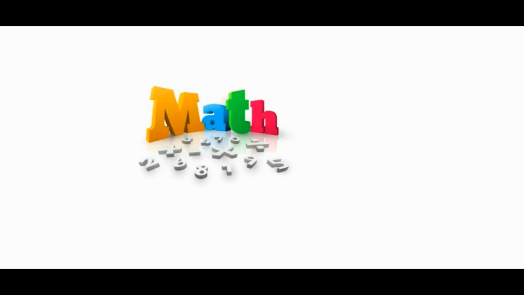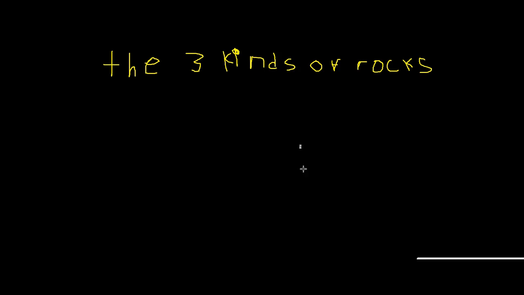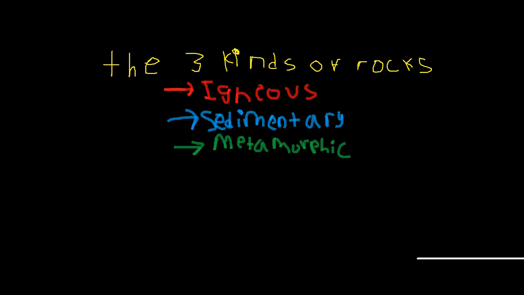Today we're going to be discussing and looking at the three kinds of rocks. So, as I mentioned before, there are three kinds of rocks. The first one is called igneous. Then we have sedimentary and metamorphic. So igneous, sedimentary, and metamorphic.